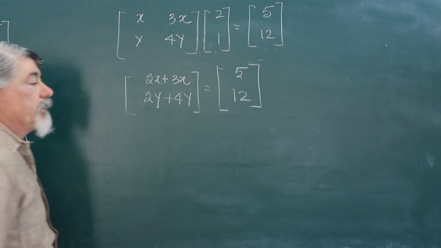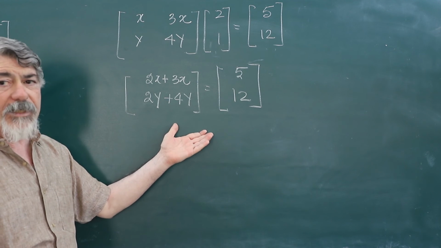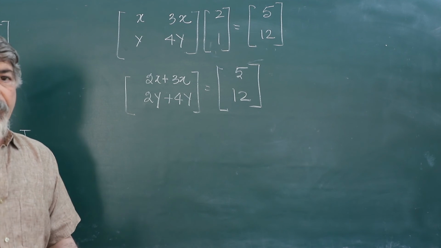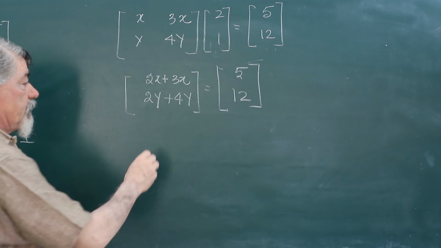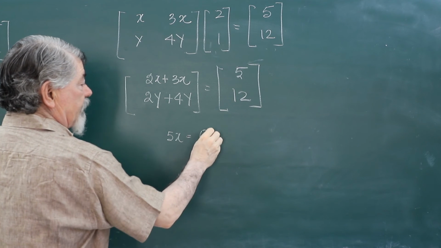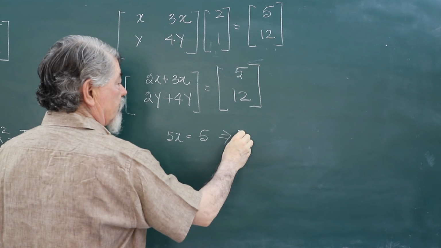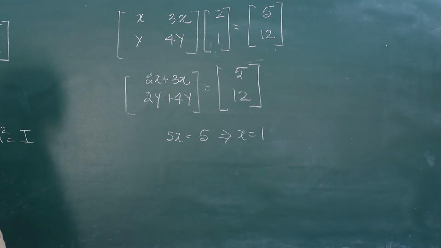We told you the equality of matrices, that two matrices can be equal only if their corresponding elements are equal. So 2x plus 3x is 5x. 5x will be equal to 5. That will imply x is equal to 1. The value of x comes out to be 1.